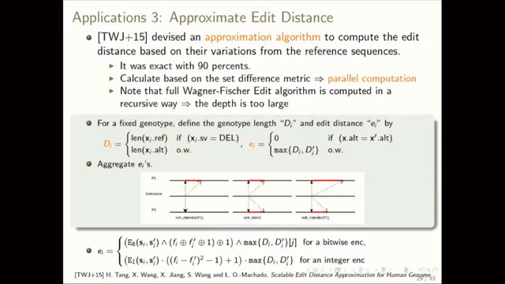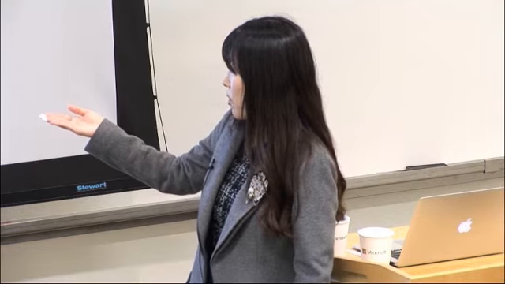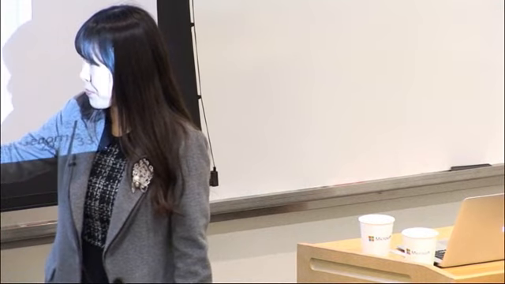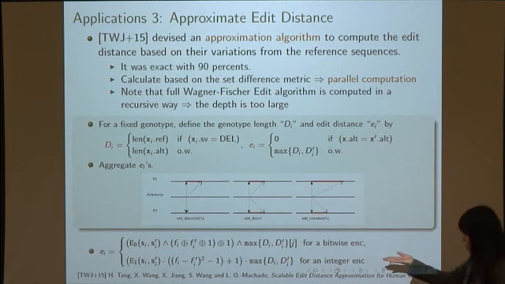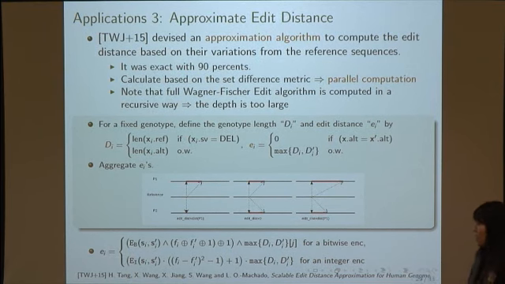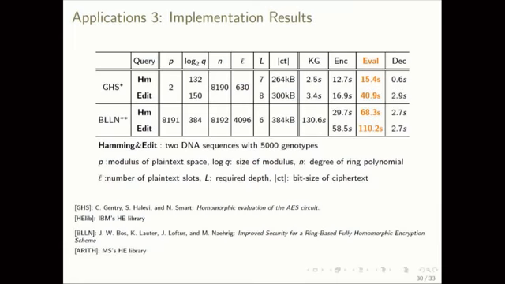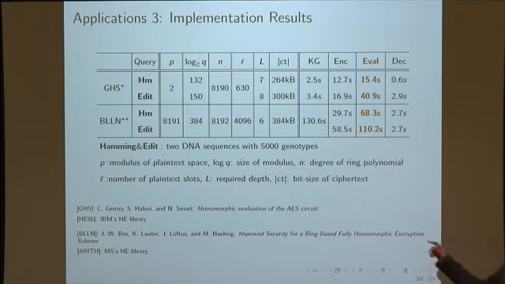And here is the evaluation circuit for bitwise encoding. For bitwise encoding, we use the first evaluation circuit, and for the integer scheme, we use the second circuit. And here are the implementation results with the GH scheme and the HElib library by IBM, and the BLLN scheme with the arith library by Microsoft.